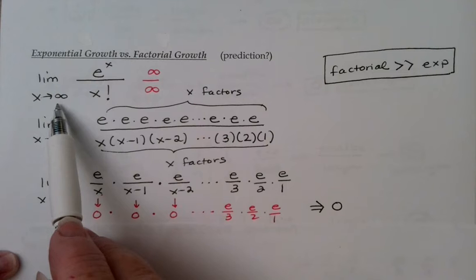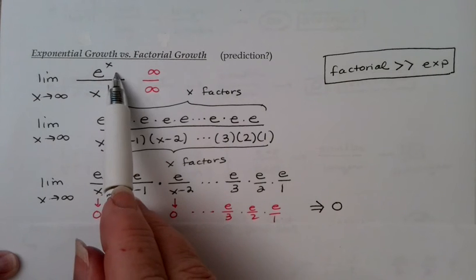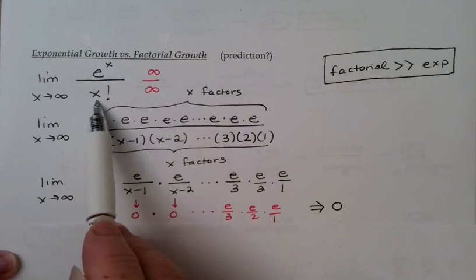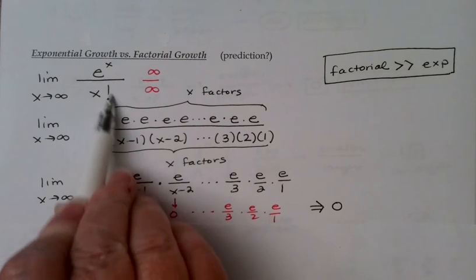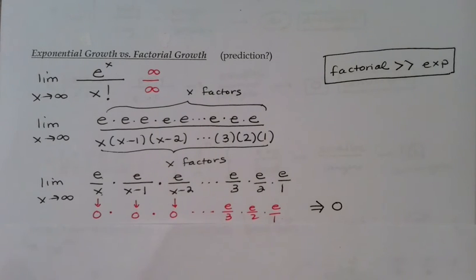As x goes to infinity, the top goes to infinity and so does the bottom. Back to that indeterminate form, not surprised. For the first time though, L'Hopital's rule is not going to help me. How come? We don't have a way of taking the derivative of x factorial, right? We've never talked about the derivative of that. So what I'm going to do instead is I'm going to use an algebra approach.